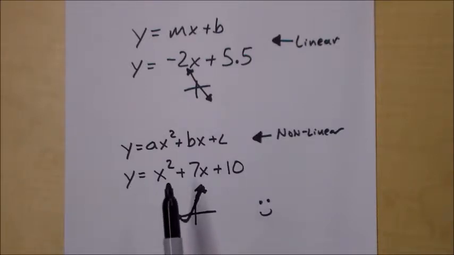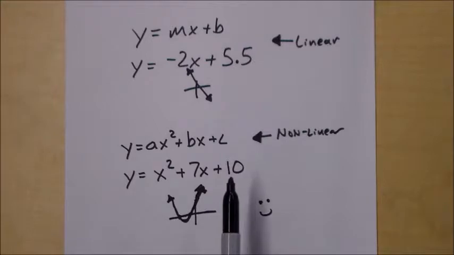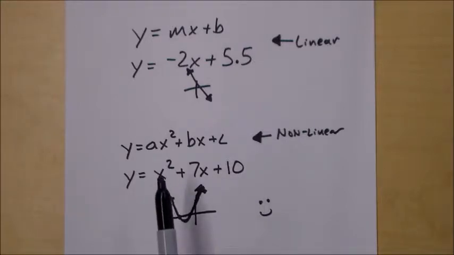An example is y equals x squared plus 7x plus 10. So the a here, the coefficient of x squared, is just 1. And if you run into these questions on the test, the coefficient of the x squared term is probably going to be 1. So that's what we'll just go with for now.